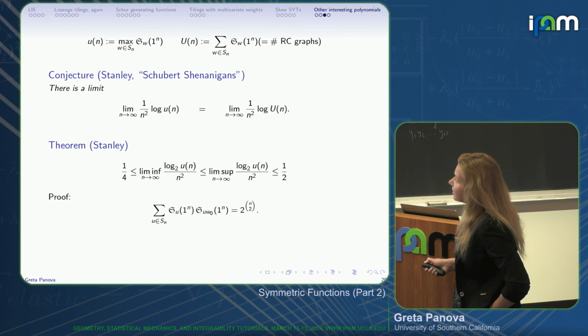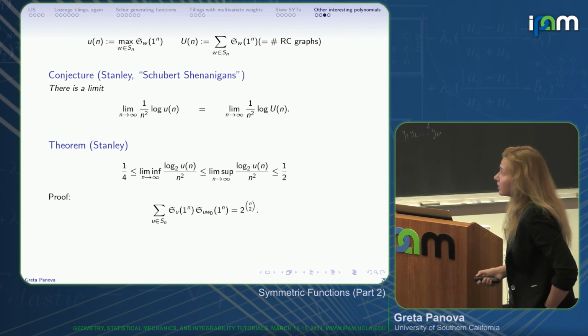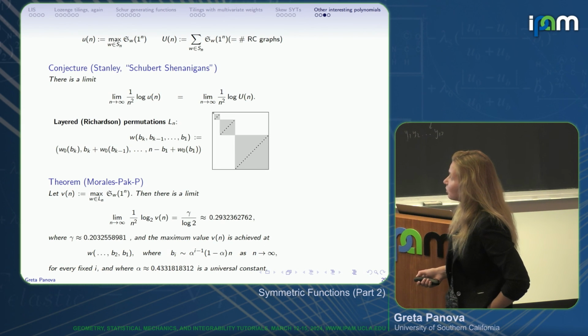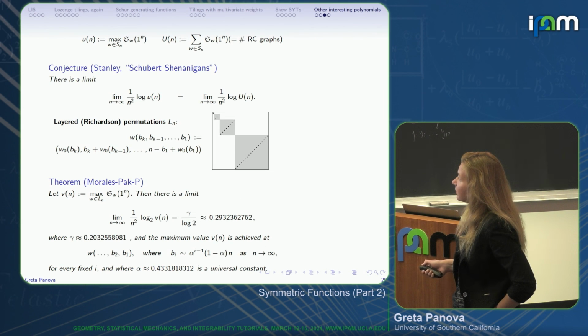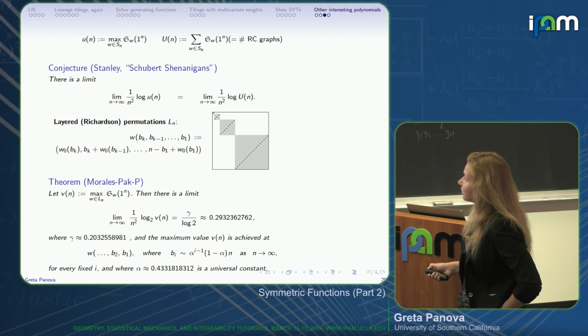So we can look at this. How large does it get? Well, Stanley figured it's between 1/4 and 1/2, thanks to this identity that I showed earlier, this Cauchy identity. But can we figure it out better, and does this constant actually exist? So this is what we did. We looked at this type of permutation, called layered permutations. We could do the asymptotics here because we have some type of product formulas. And we got that for these permutations, we beat this 1/4, we get 0.29 something.